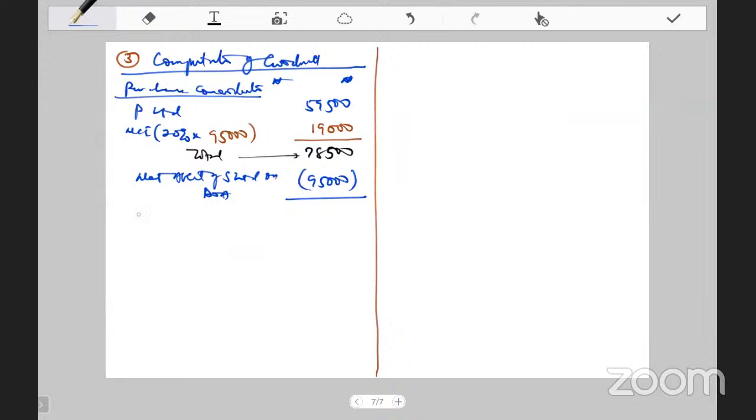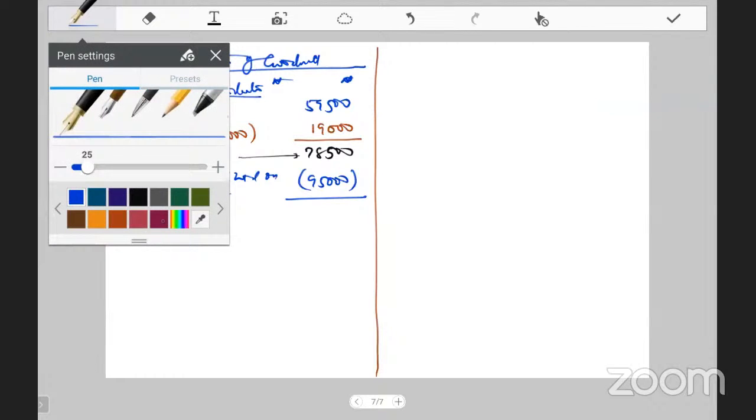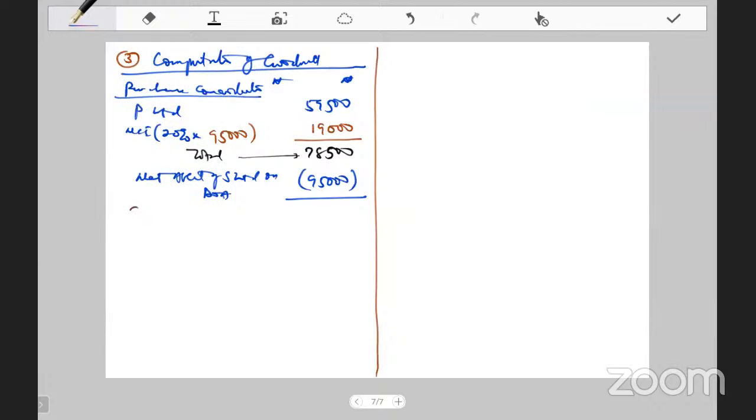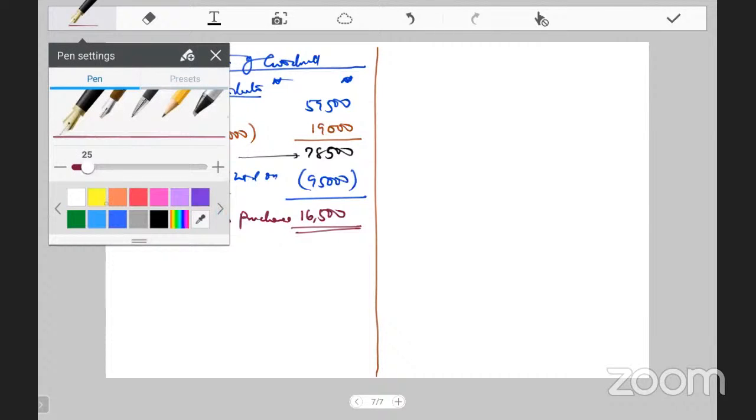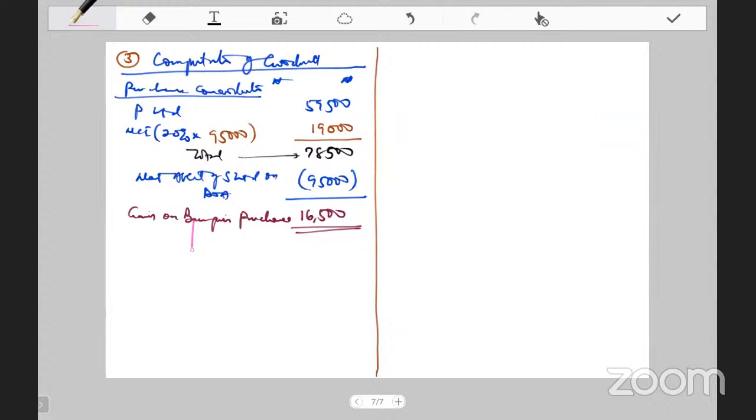So in this question, I'm not having goodwill. Rather, what am I having? I'm having gain on what? On bargain purchase. And how much is it? How much is my gain on bargain purchase? 16,500. 16,500.